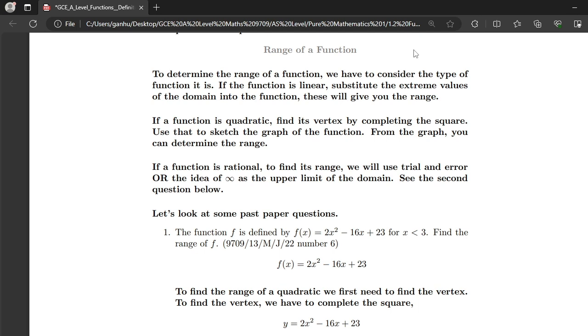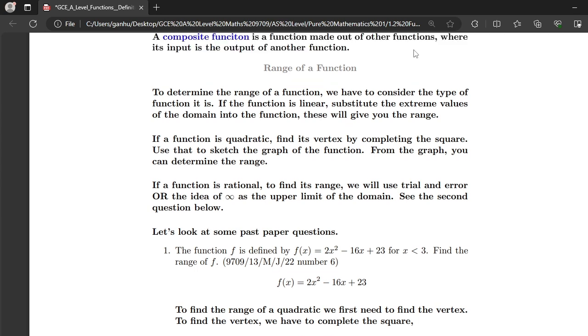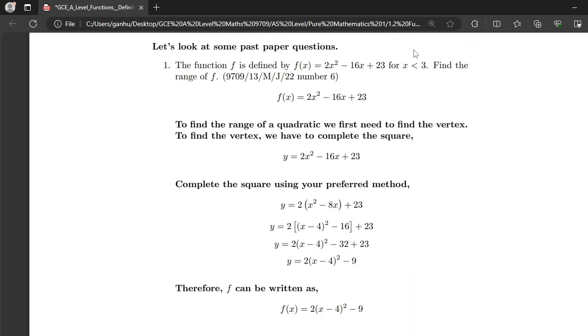There are questions that will ask you to find the range of a function, and if you want to find the range of a function, you have to be able to sketch the graph of the function that you have been given. So we'll learn how to find the range of a function by doing some example past paper questions. So let's start with number 1.